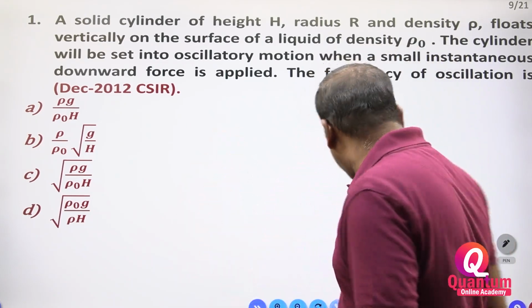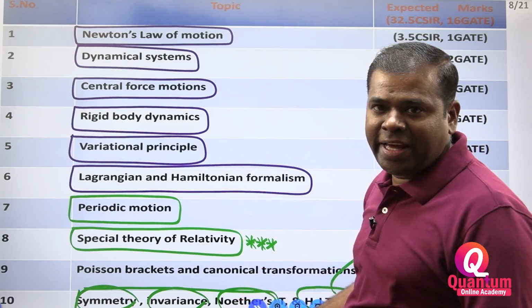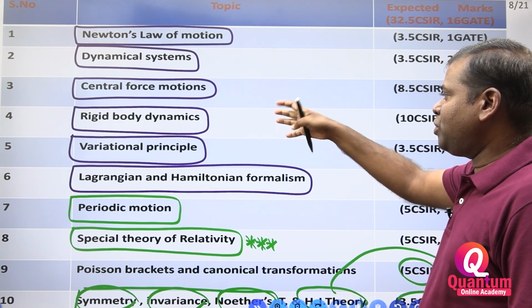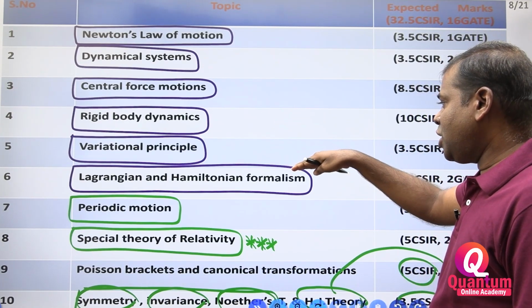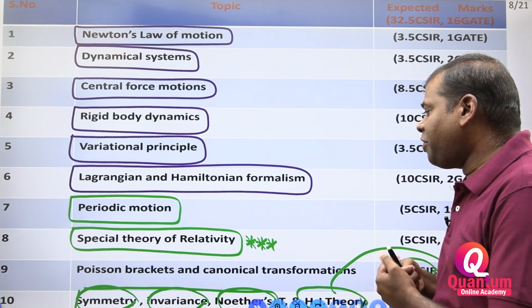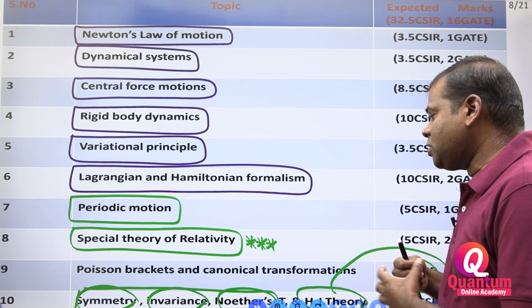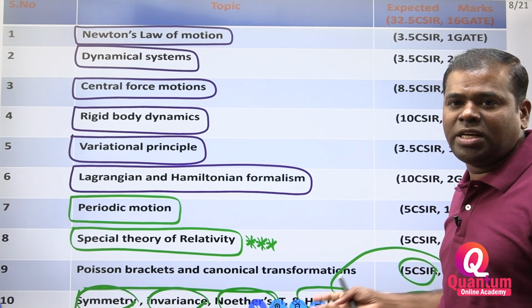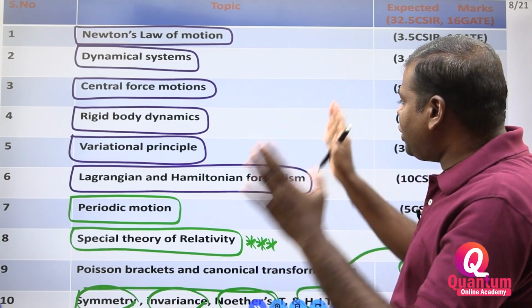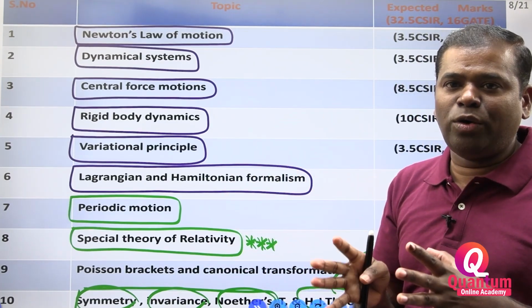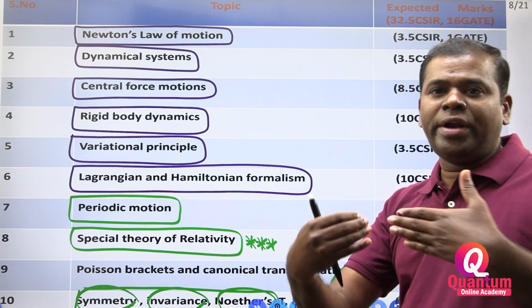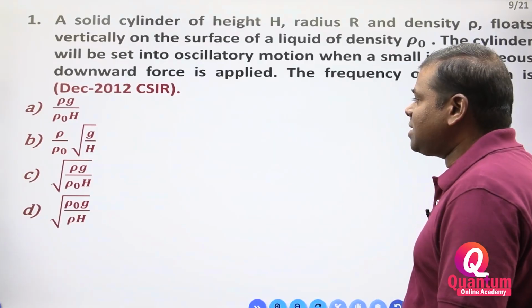Now, from each and every area, I segregated into 10 areas. Newton's laws of motion, dynamical systems, central force motion, rigid body dynamics, variational principle, Lagrangian and Hamiltonian formalism, periodic motion, special theory of relativity, Poisson brackets and canonical transformation, symmetry, invariance and Noether's theorem, Hamilton-Jacobi principle. I segregated into 10 parts. So within these 10 parts, 10 important questions, whatever they previously asked in CSIR and GATE, those questions I brought and I am explaining to you, because this is all my demo.